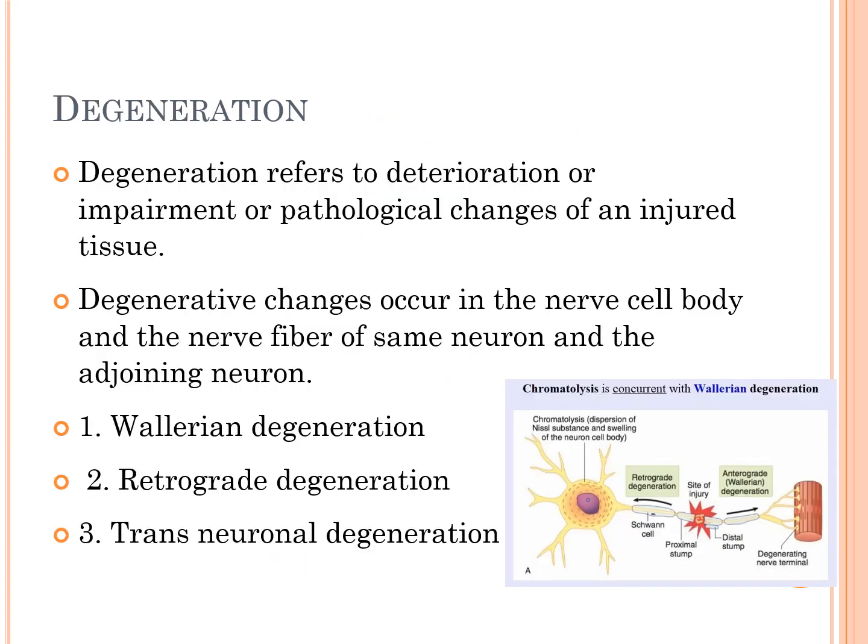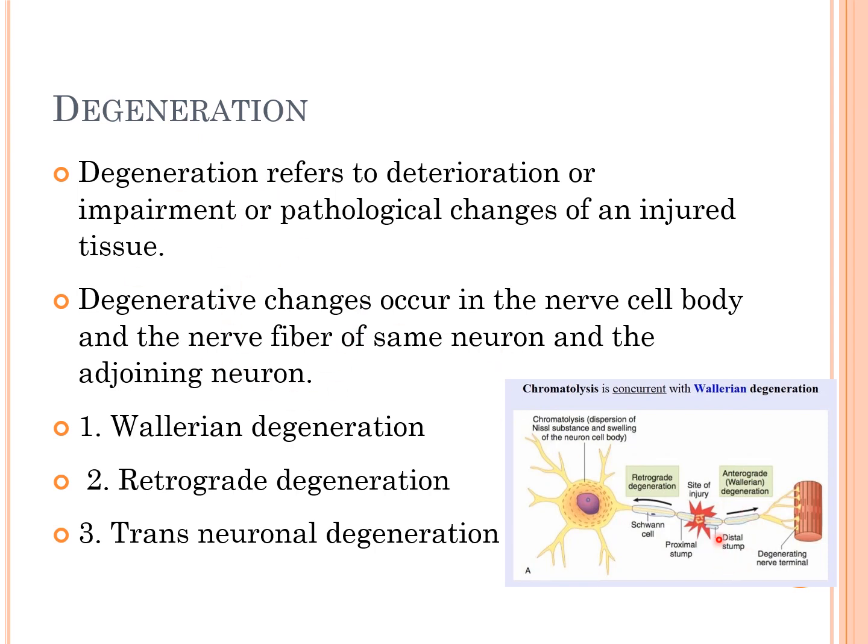Now we'll move on to degeneration and regeneration. What is the meaning of degeneration? It is nothing but deterioration or impairment or pathological changes of an injured tissue. These degenerative changes occur both in the nerve cell body as well as in the nerve axon, and they occur in the same neuron which gets injured, and in the neuron which is adjoined, or synapsed with the injured neuron. So these changes are called degenerative changes.